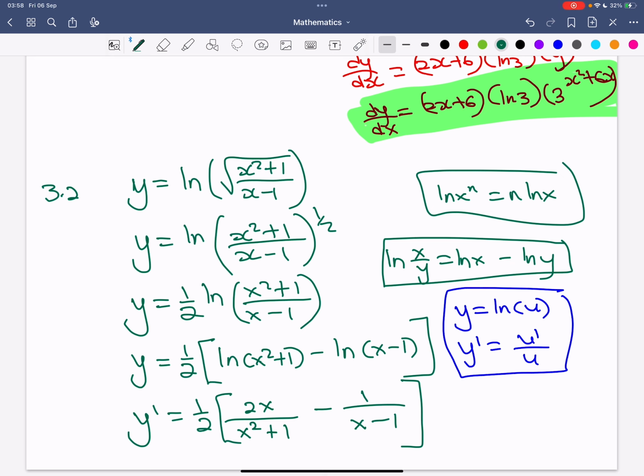Fairly simple. The most important thing, understanding your log rules, is very key in solving questions that involve logarithmic functions and exponential functions. It is very key to understand your logarithmic equations or your log rules.